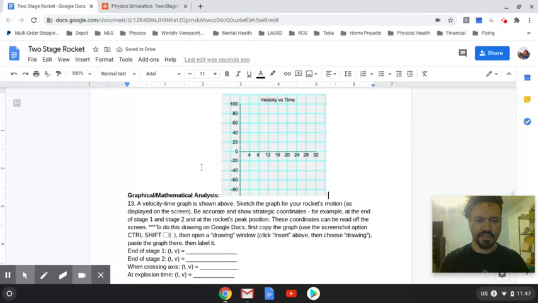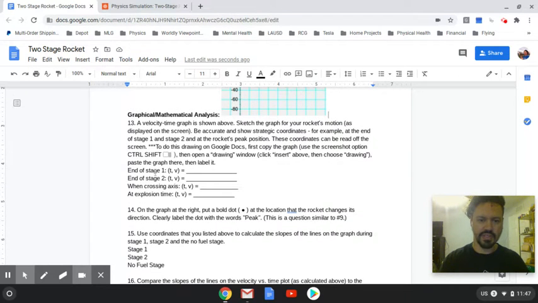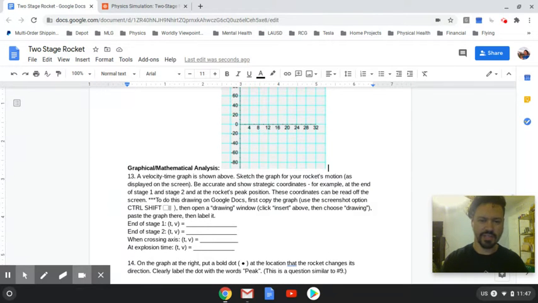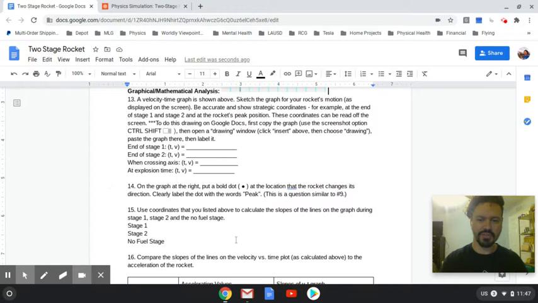Lots of ways to do this, and then you need to label the different stages. So where's the end of stage 1? You can see that on the lines. Stage 1 looks darker or thicker than stage 2. When crossing the velocity time axis, when does that happen? At explosion time, when does that happen? This is just helping you identify all the different things that are occurring.